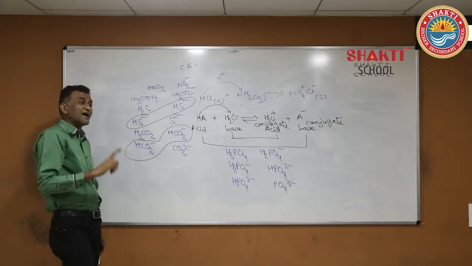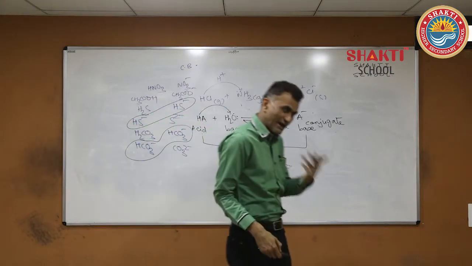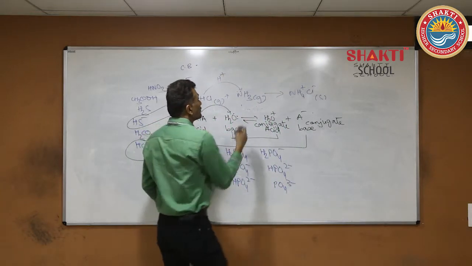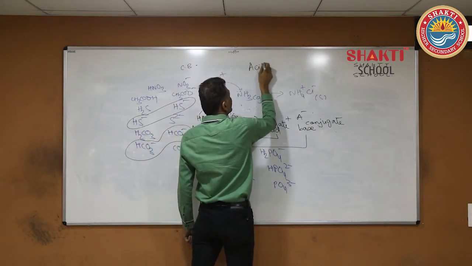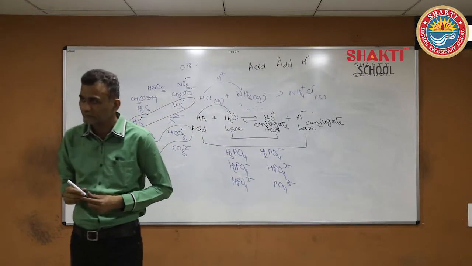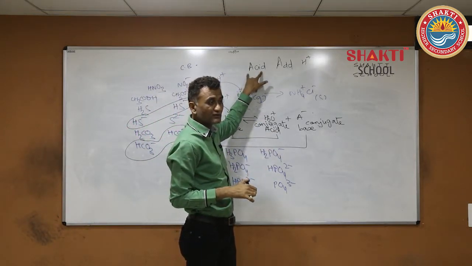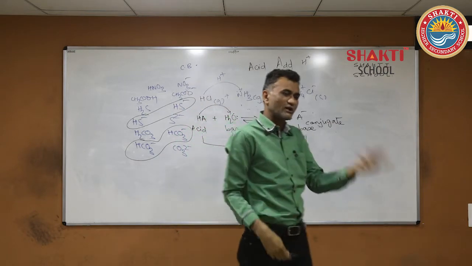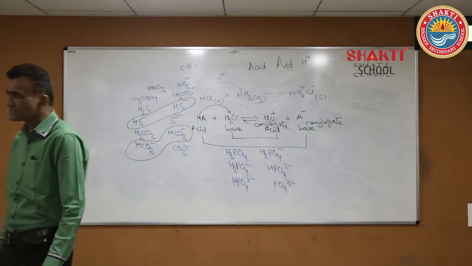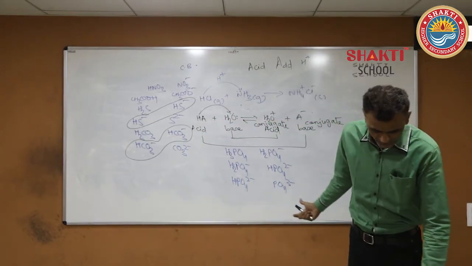So if someone asks you for the conjugate acid, what will you do? Add. How do we remember? If someone asks you for the conjugate acid, you add H plus ion. So if I ask you to give me the conjugate acid, you add H plus ion. So if I ask you the conjugate base, you remove H plus ion. Easy? Very easy. Okay. So this type of stuff can be asked.